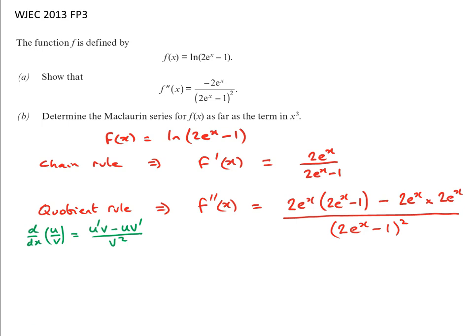We need to tidy up the numerator of this fraction. If we multiply the brackets out from the top, we get 4e to the 2x, take away 2e to the x, minus then 2e to the x times 2e to the x, which is 4e to the 2x. So what we're left with on the numerator is just the minus 2e to the x. No need to do anything at all with the denominator, and we have established the required result for the second derivative of f.